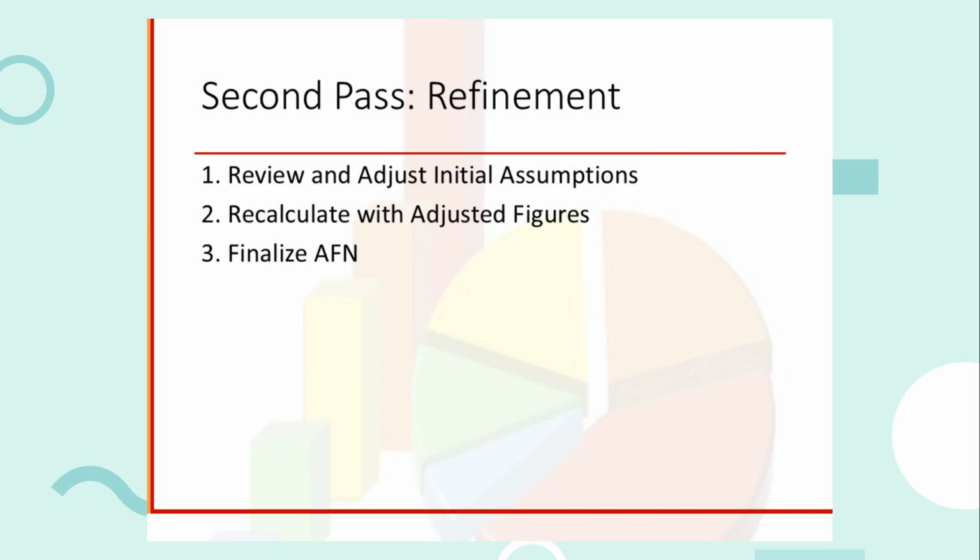Now we come to the second pass. This is where you review the numbers, adjust assumptions like sales growth or margins, and then recalculate to finalize the additional funds needed.